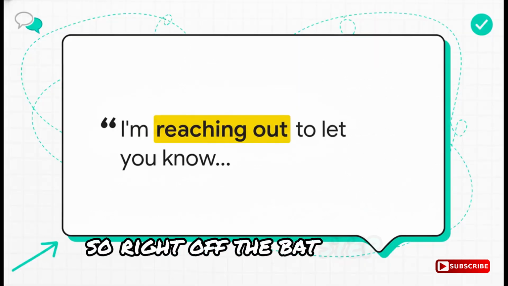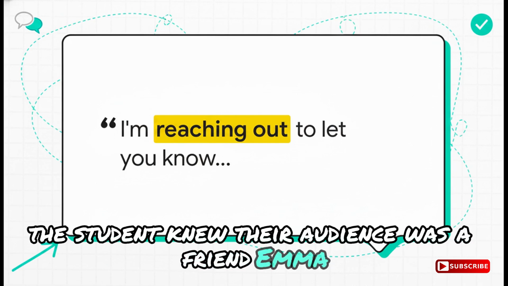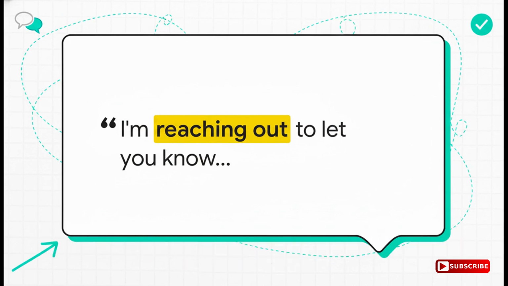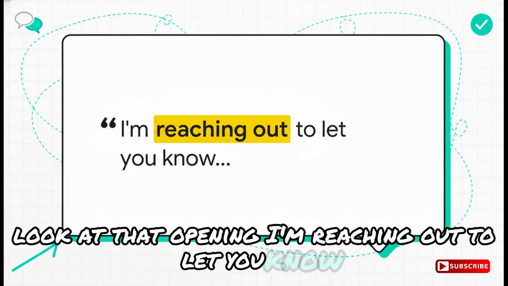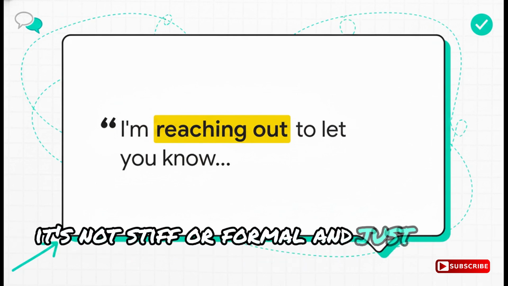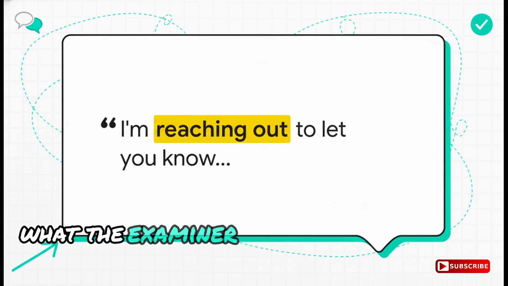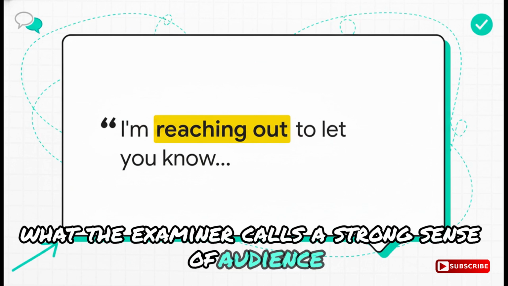So right off the bat, step 1, rubric rigor. The student knew their audience was a friend, Emma, and their purpose was to apologize. Look at that opening: "I'm reaching out to let you know." It's perfectly conversational, right? It's not stiff or formal. And just like that, they've set the right tone and are already earning marks for creating what the examiner calls a strong sense of audience.